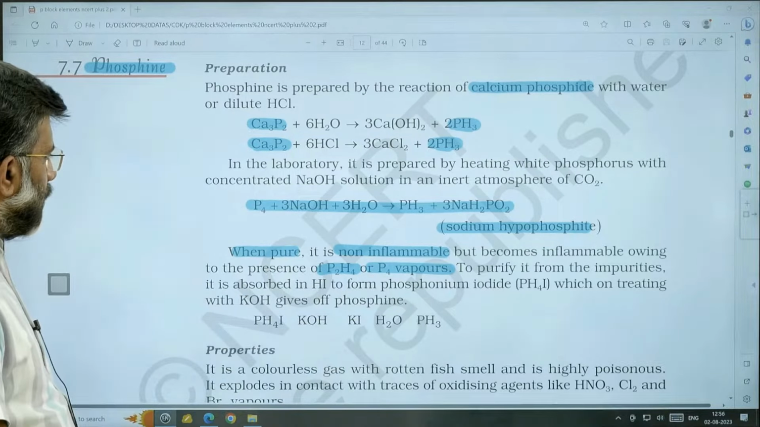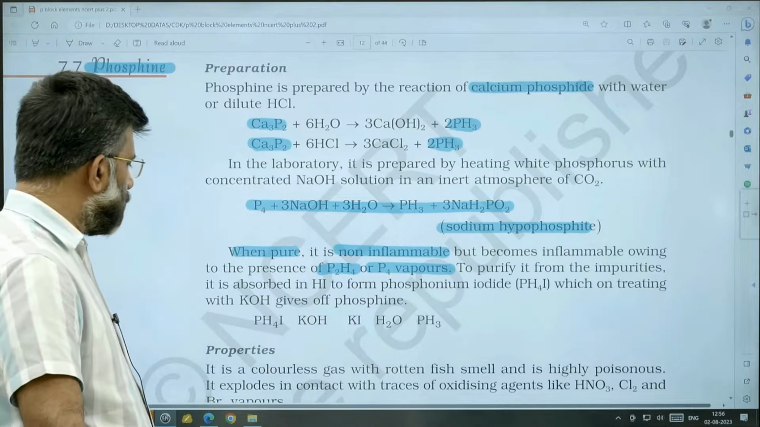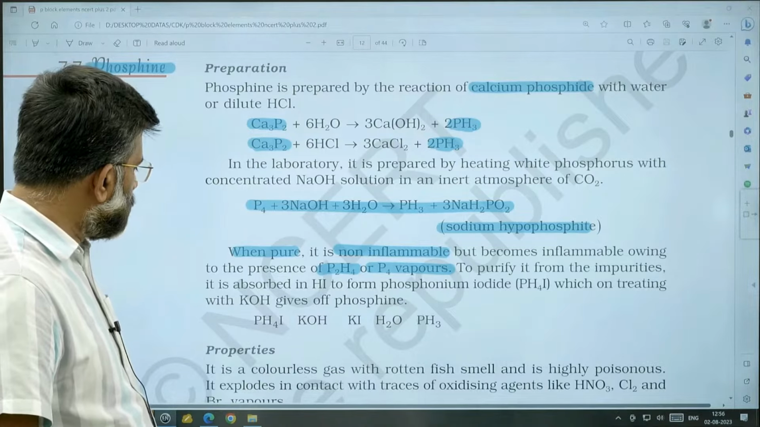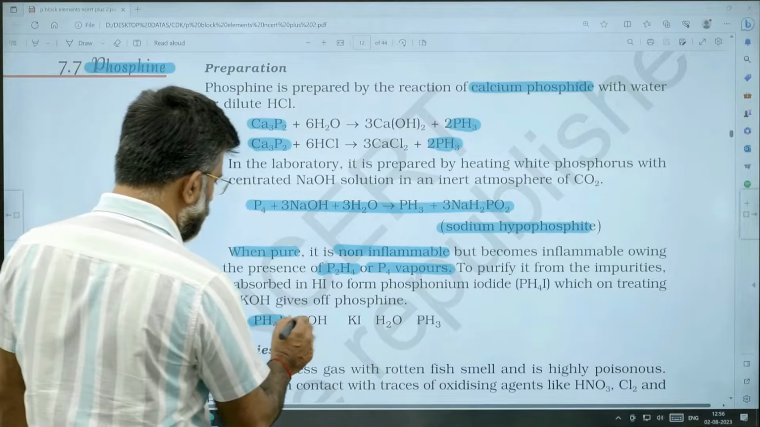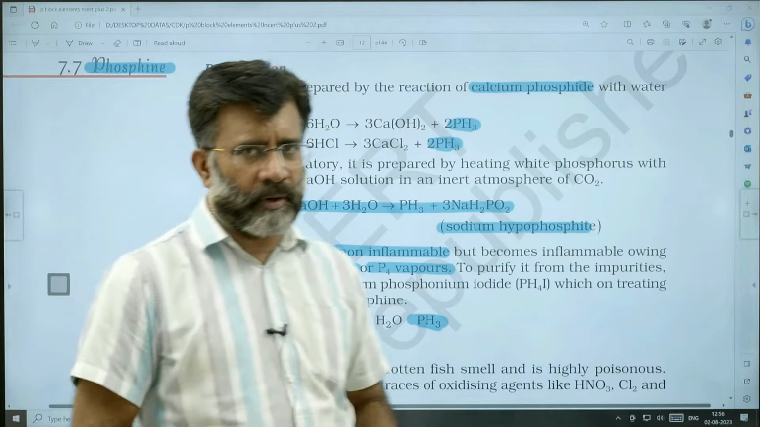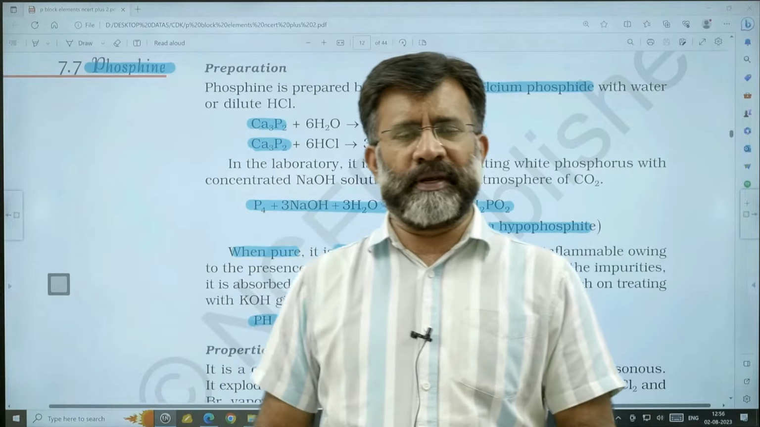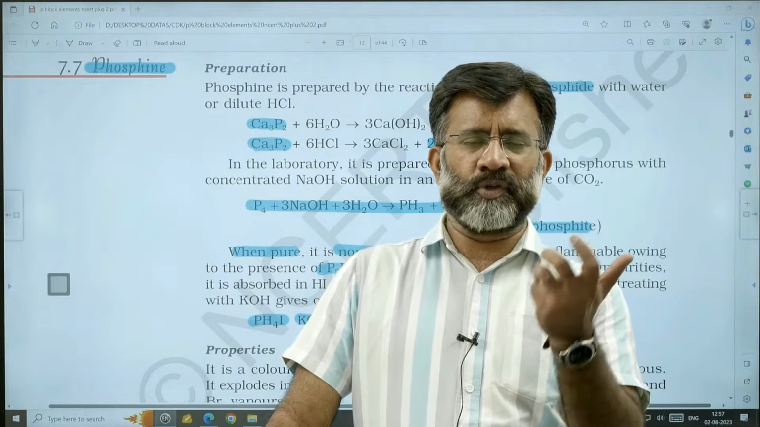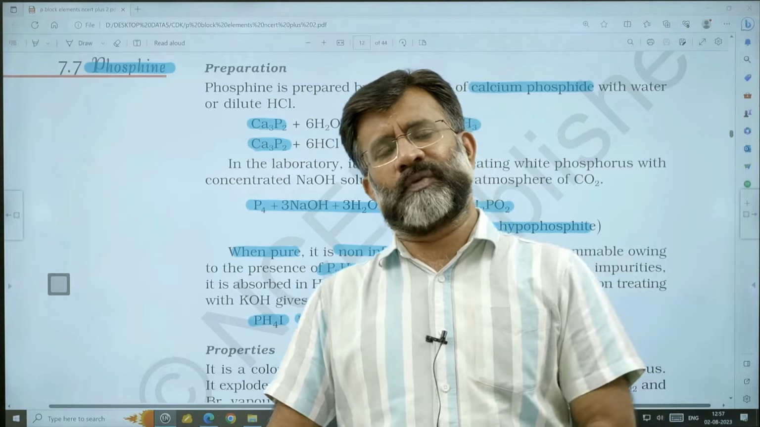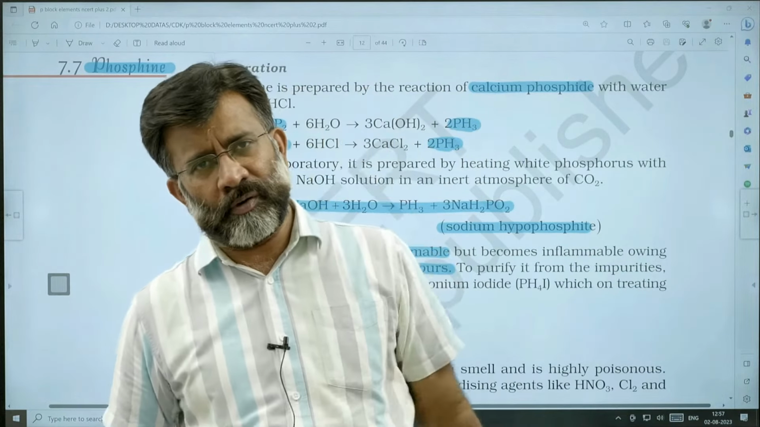To purify it from impurities, it is absorbed in HI to form phosphonium iodide, which on treating with KOH gives pure phosphine. Impure phosphine treated with HI gives phosphonium iodide, which you can separate out, and when that is digested with alkali, you will get pure phosphine.